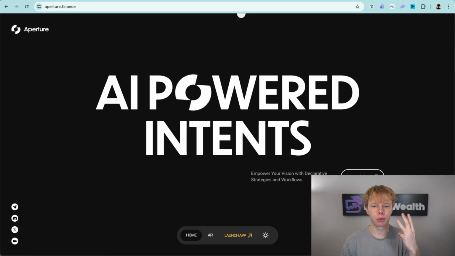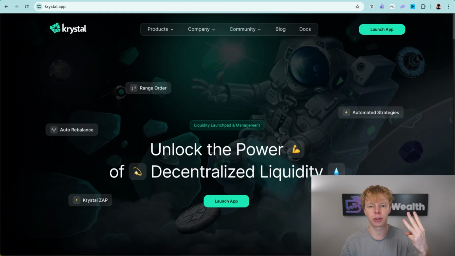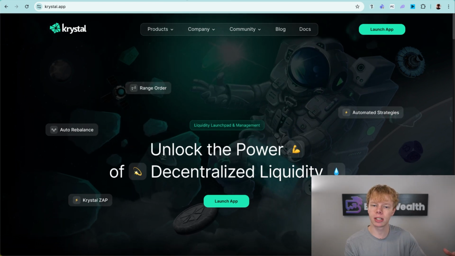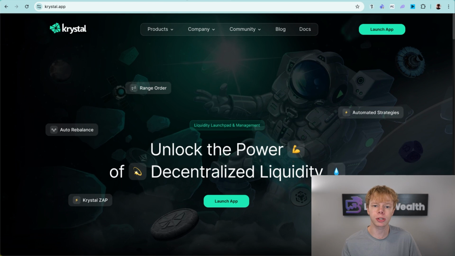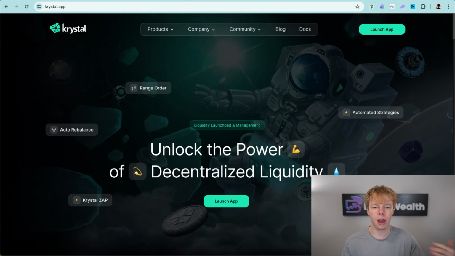Today we're going to be testing out 3 different tools. Number 1 is Aperture Finance, number 2 is Metrix Finance, and number 3 is Krystal. Ultimately, the goal is to deploy into the same liquidity position, but looking at multiple tools to see which one is going to lead us to the most accurate data. So let's go ahead and dive right in.